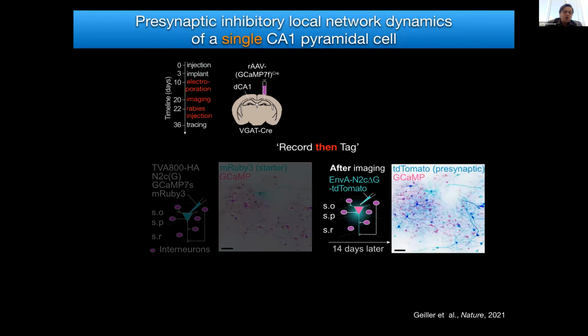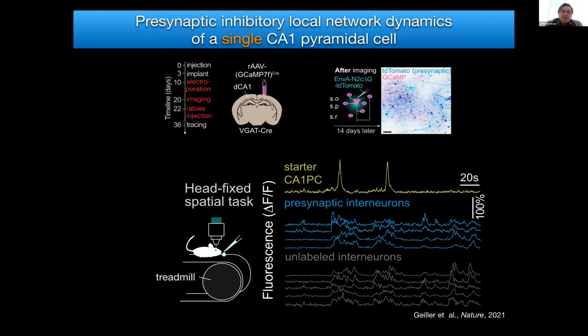And then he injected this tomato-expressing G-deleted rabies virus in the vicinity of the starter cell, following the imaging, to prevent any potential toxicity from the rabies during imaging. And after 2 weeks of rabies expression, the identity of each interneuron, such as tomato-expressing presynaptic cells or non-expressing unlabeled interneurons, was mapped retrospectively to their in vivo dynamics.